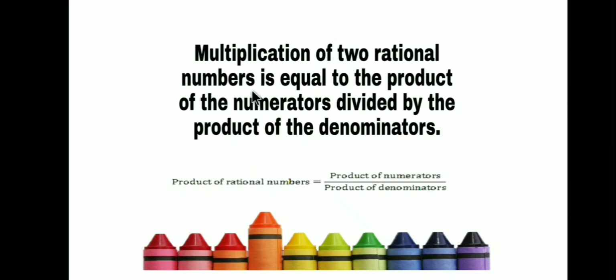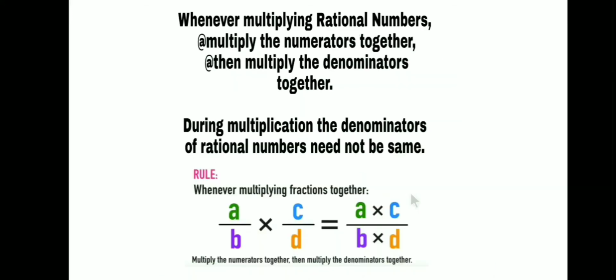Multiplication of two rational numbers is equal to the product of the numerators divided by the product of the denominators. This means that the product of rational numbers is equal to the product of the numerators divided by the product of the denominators. Whenever multiplying rational numbers, we multiply the numerators together and then we multiply the denominators together.